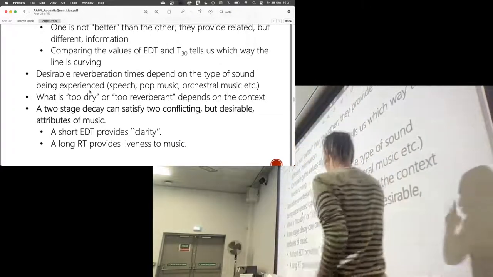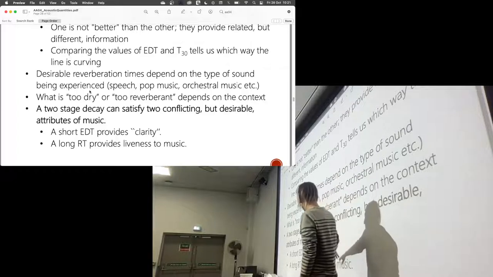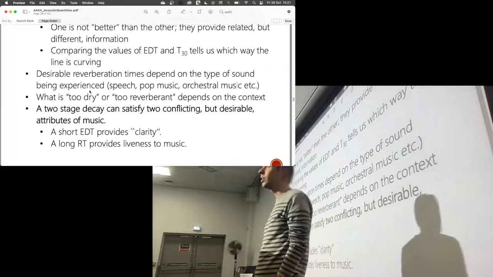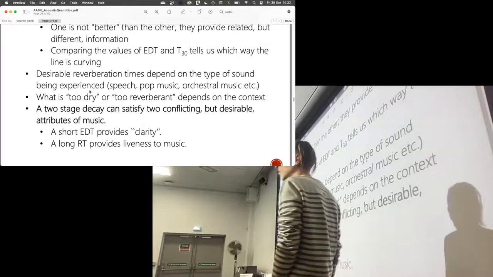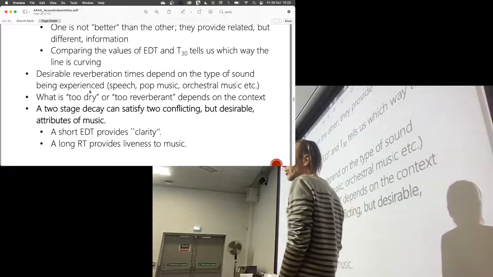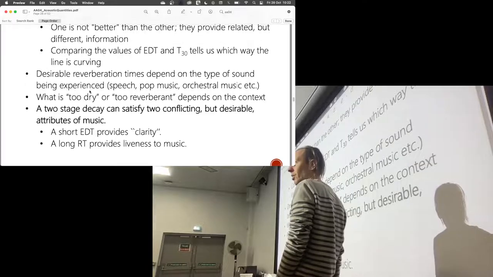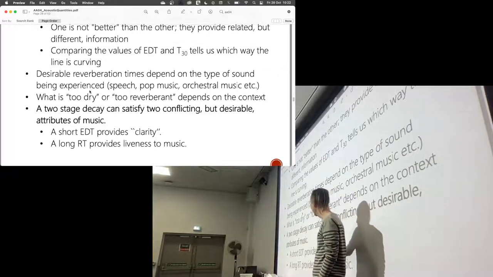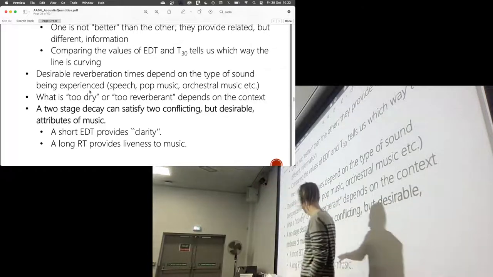Okay, so the thing to know is that the EDT, if it's very short, if you have early reflections, and we will discuss this to greater detail, you actually get clarity. Right, so you would think that having just the direct sound source is the most clear presentation of that sound source, but that's not true, in fact.